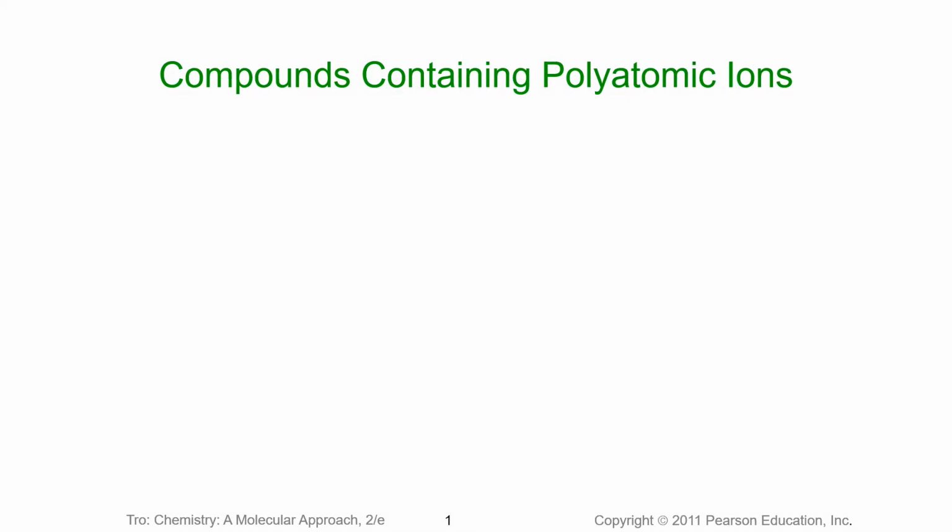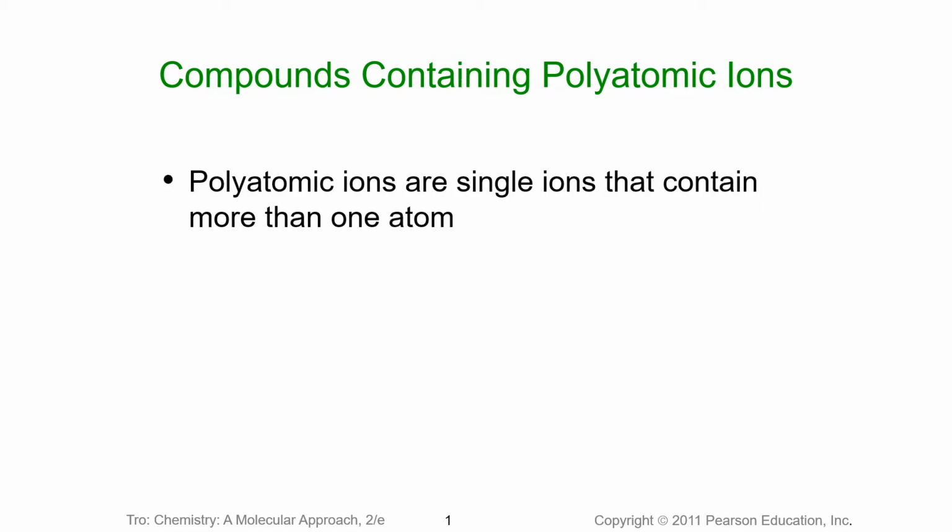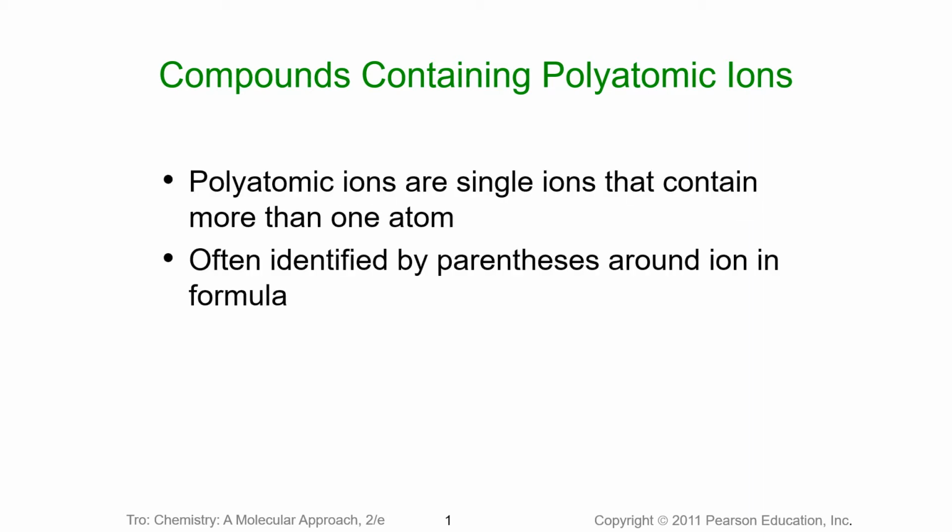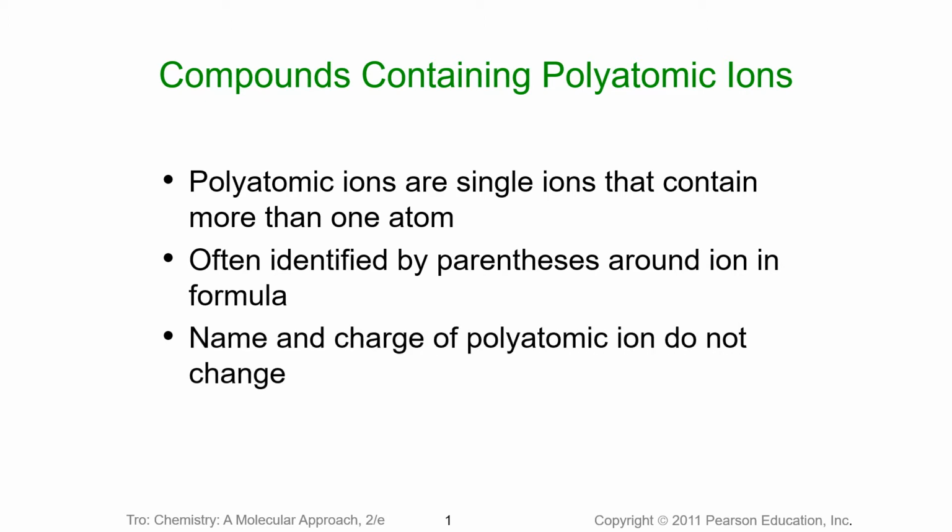We do have the case of compounds that contain polyatomic ions. And polyatomic, just like it sounds, means many atoms that form an ion. They contain more than one atom, and often we can identify these because they're in parentheses when we write our formulas, if there is more than one of them present.